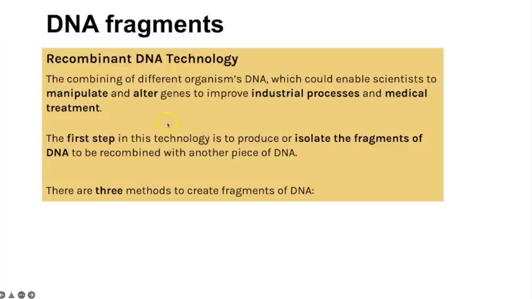So recombinant DNA technology, what this means is you're recombining the DNA of two different species. And this is what enables scientists to manipulate and alter genes to improve industrial processes, but also medical treatments. Say, for example, manipulating the DNA in bacteria so it can produce human insulin.